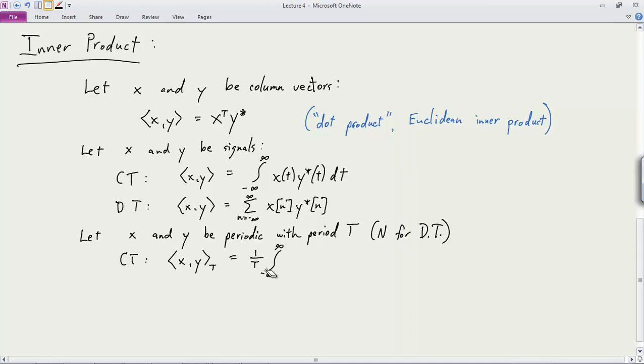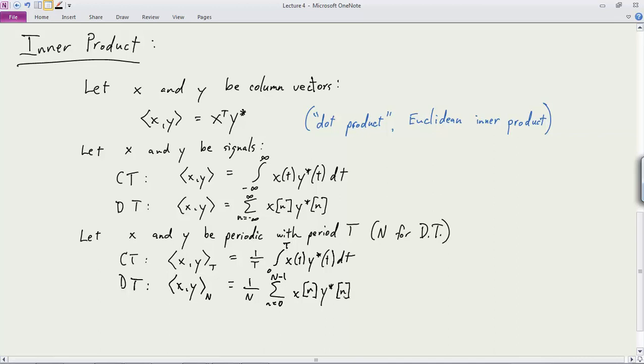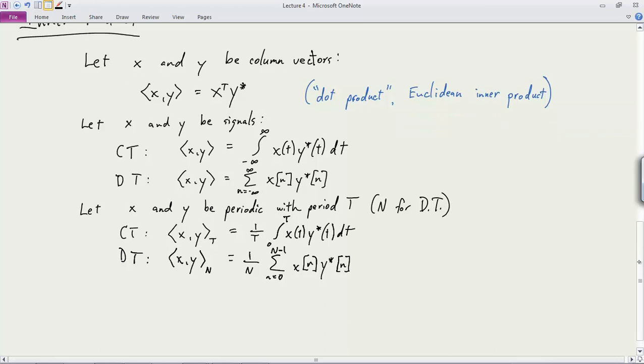Whoops, not infinity. Discrete time, same thing. If I go fast enough in this lecture, we'll get to actually use these inner products to explain where these Fourier series equations come from. That might end up next time if I'm too slow.